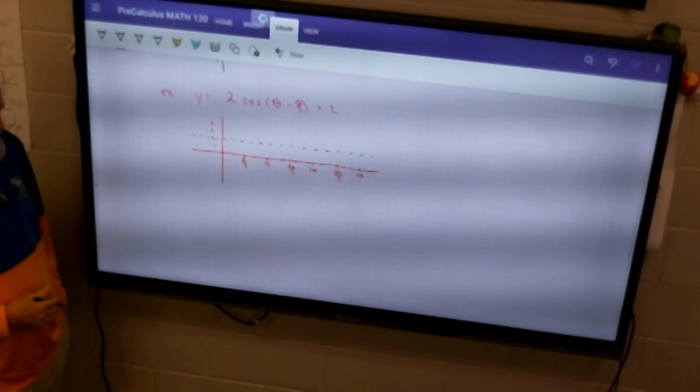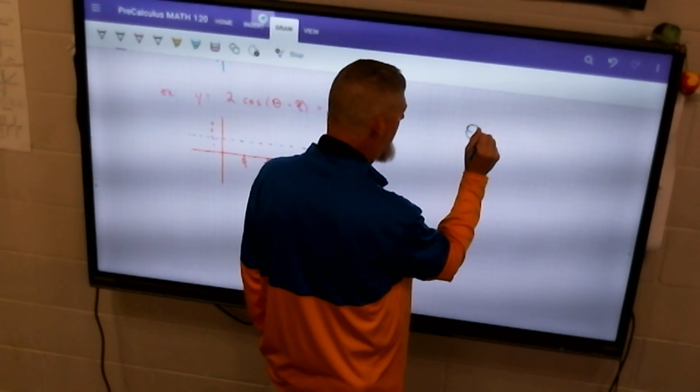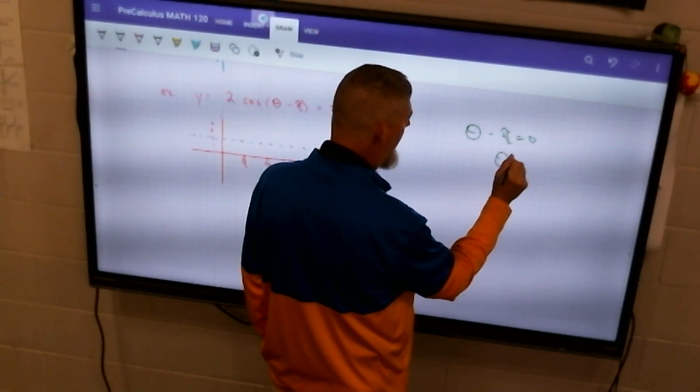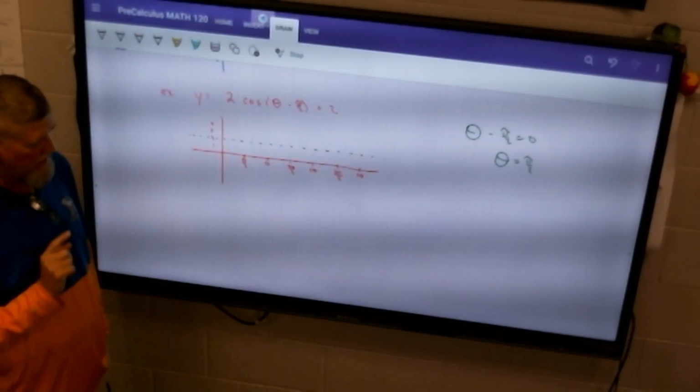Now it's shifted right by pi over 2, correct? And remember the way we find that is theta minus pi over 2 equals 0. So theta then will equal pi. Remember, on the next one that's going to come in, setting it equal to 0.